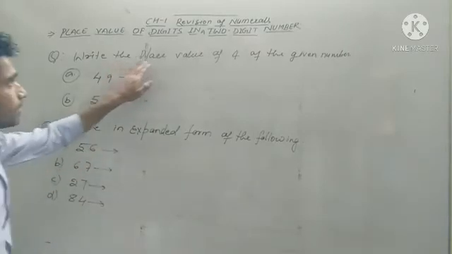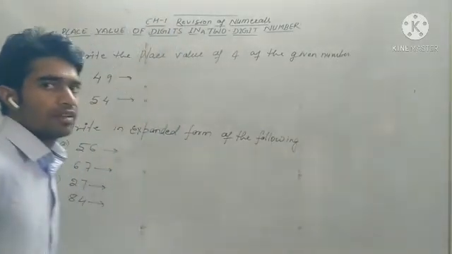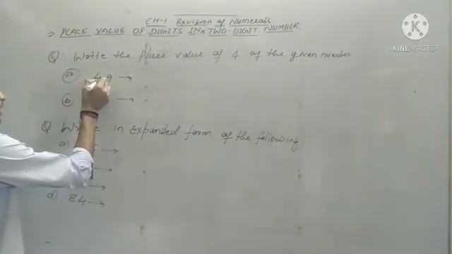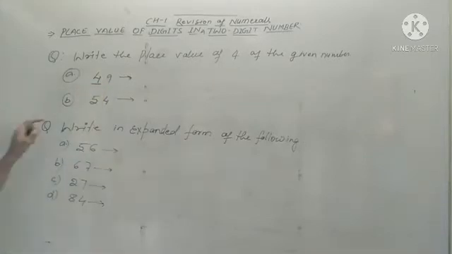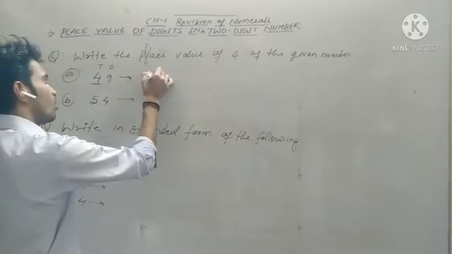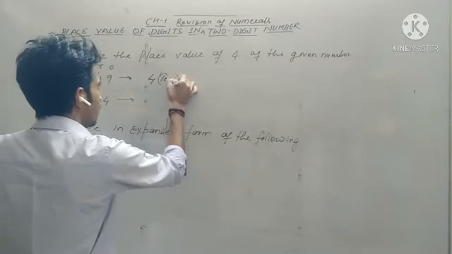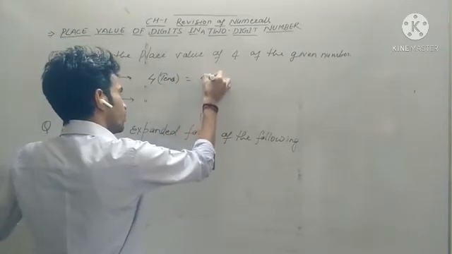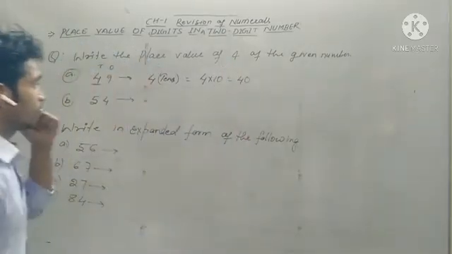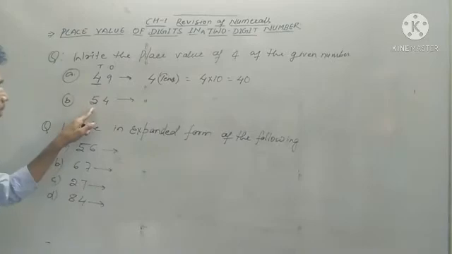Our question is, write the place value of 4 in the following numbers. So place value of 4 in 49. So this is ones and this is tens. So we can write 4 tens, and this is 4 into 10, and this is also equal to 40. So place value of 4 is 40. Is it clear? And now 54.